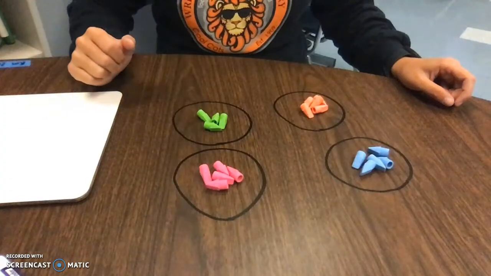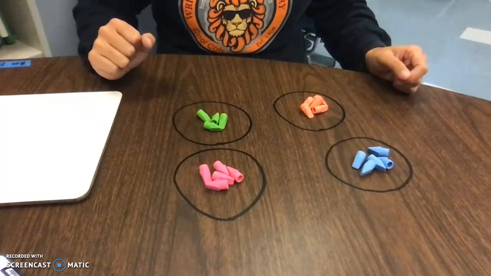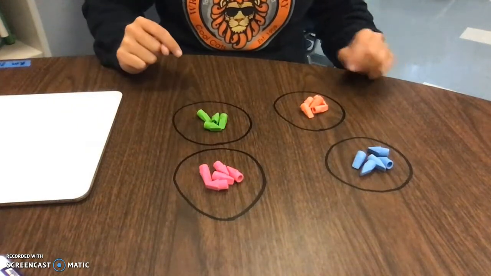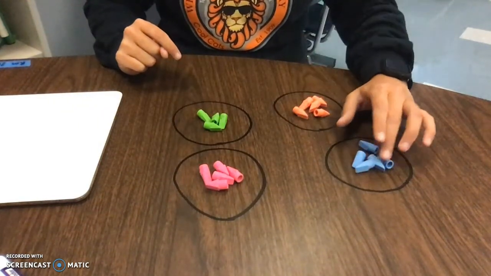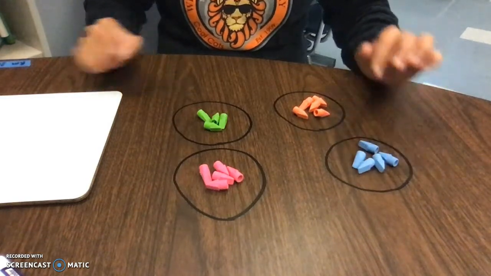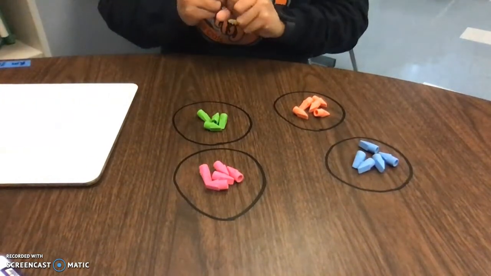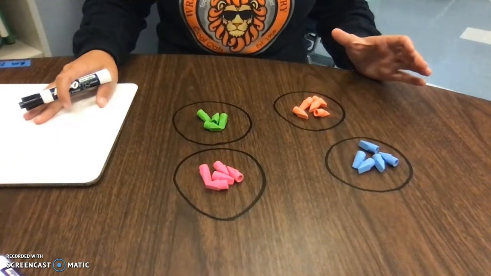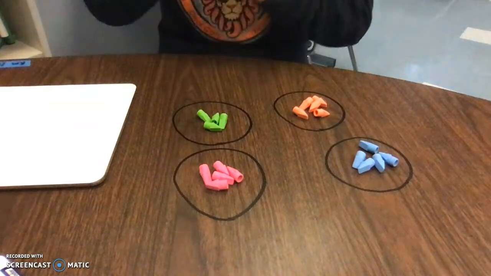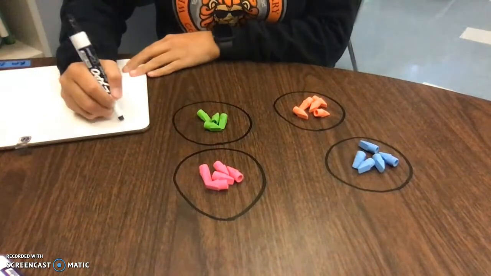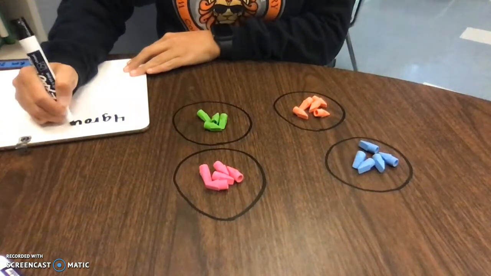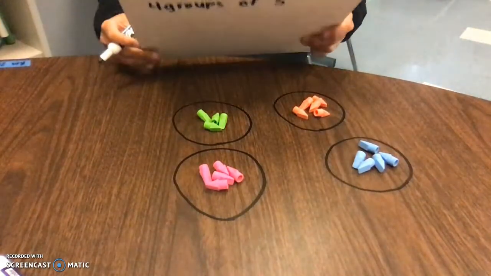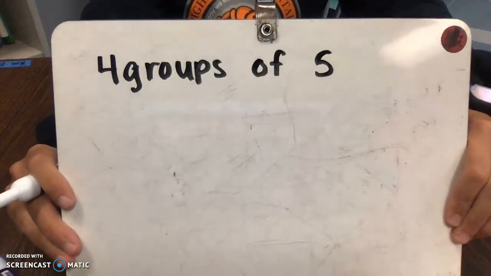For our second problem, I have some erasers and they're grouped in equal groups. I have 1, 2, 3, 4 groups, and each group has 5 erasers in it. 1, 2, 3, 4, 5. So for this problem, I'm going to try to figure out how many erasers are in all. So I know that I have 4 groups of 5 because there are 5 in each group.